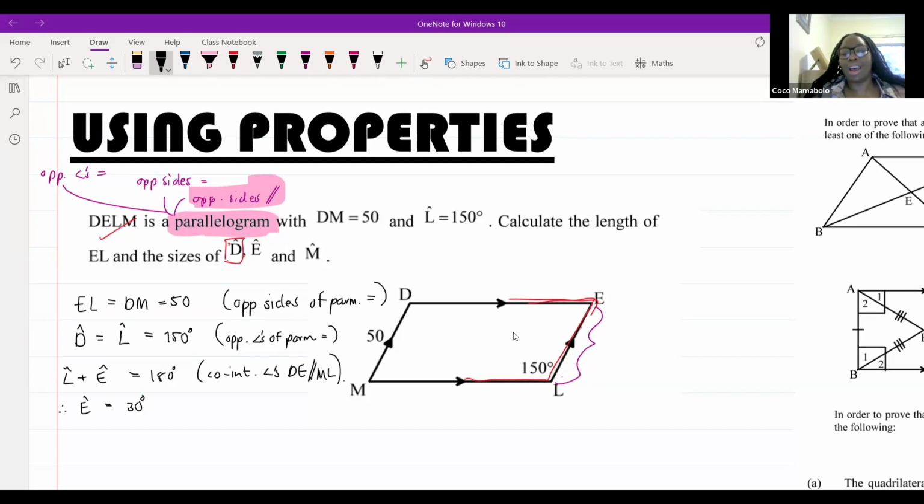Right, and now I know what angle E is. I've been able to calculate it. I now need to figure out what angle M is. Who can tell me what is angle M? How much is angle M? Angle M is equal to, good. Yes, absolutely. It's equal to 30 degrees, right? And the property we can use again is the opposite angles of a parallelogram are equal.